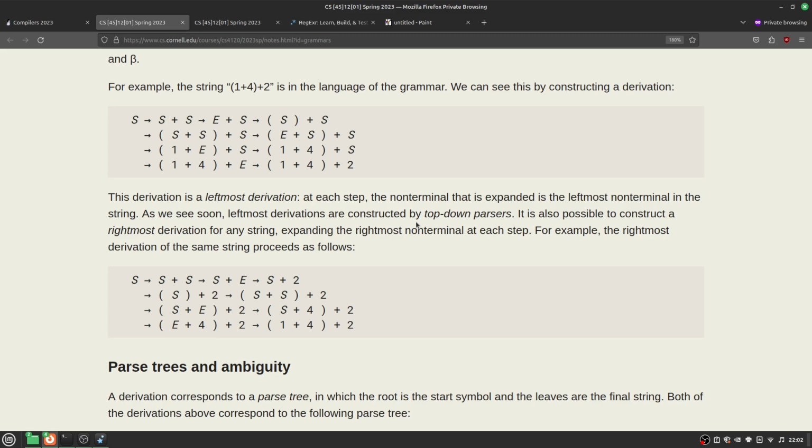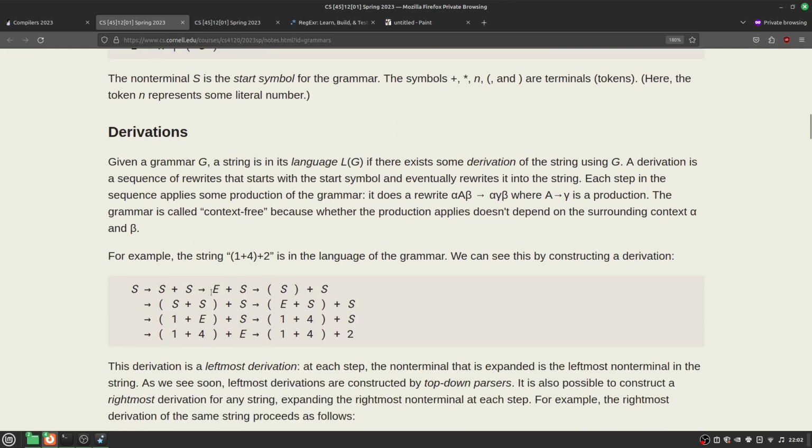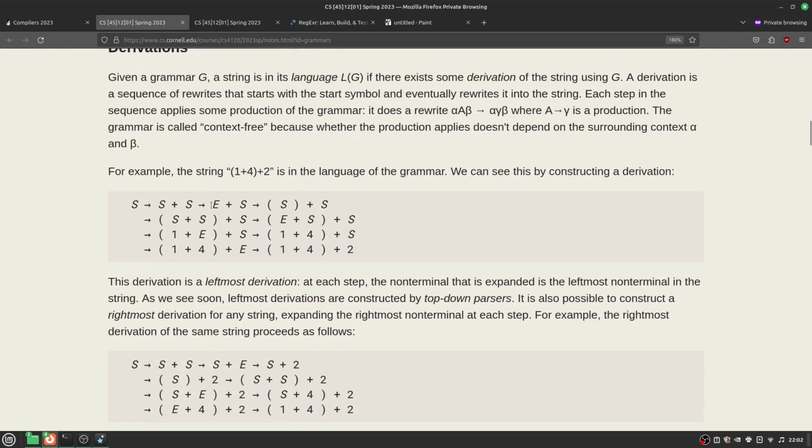It's also possible to construct a rightmost derivation for any string, expanding the rightmost non-terminal. So we did it that way here, right? So we converted S to E, then into some parentheses surrounding S, which turns into S plus S, then it turns into E and turns into a literal, then turns the next one into a literal, and so on.